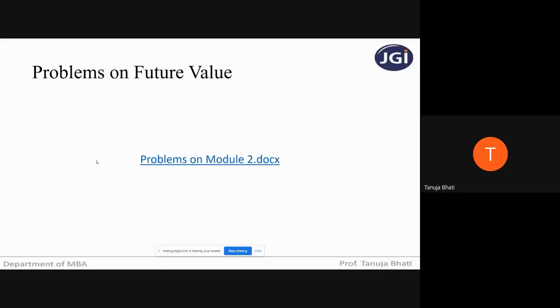Now, students, initially I am solving the problems separately. Like we saw what is simple interest and we solved problems on simple interest. We saw what is compound interest, we solved problems on compound interest. Today we are seeing future value, we are solving problems on future value. But in my succeeding lectures, I will also be solving mixed problems.